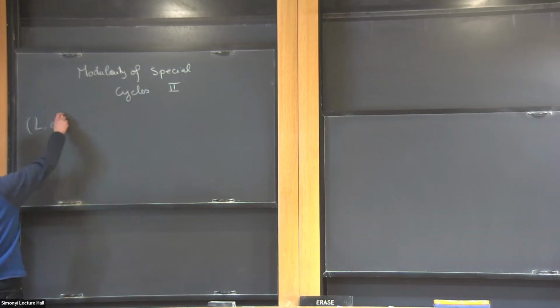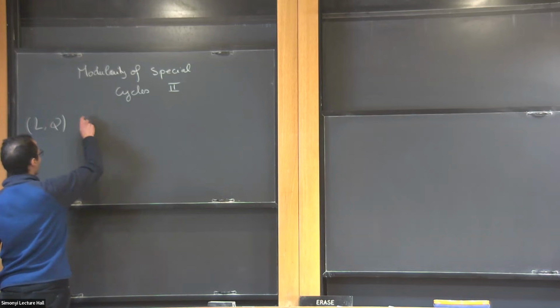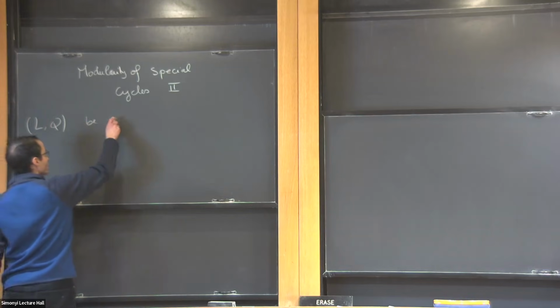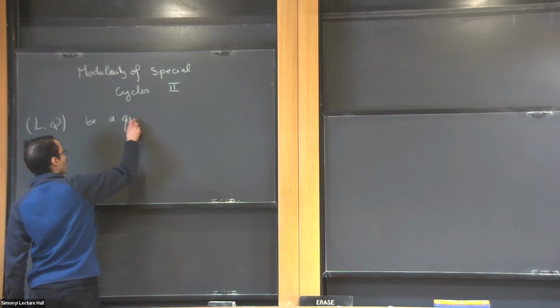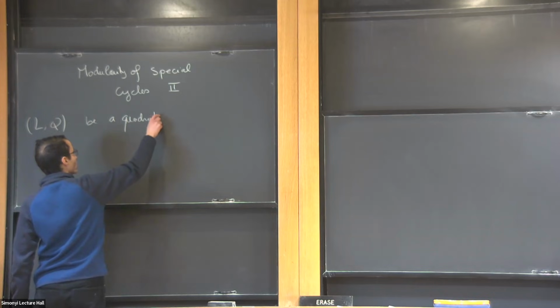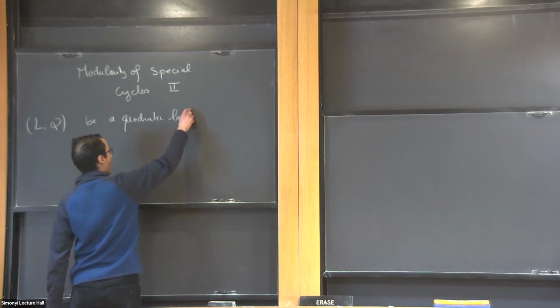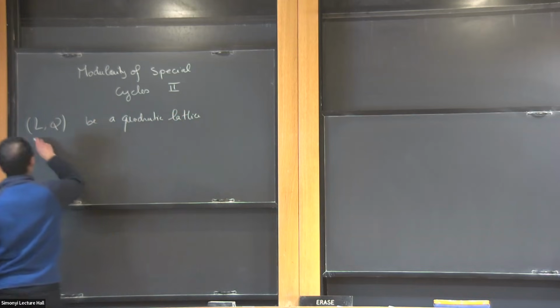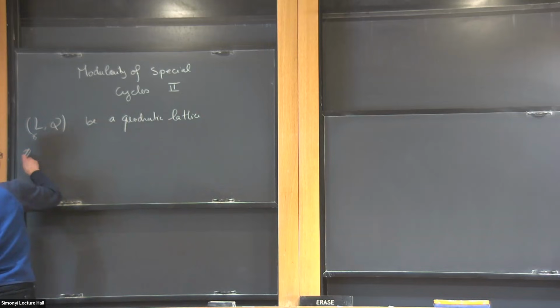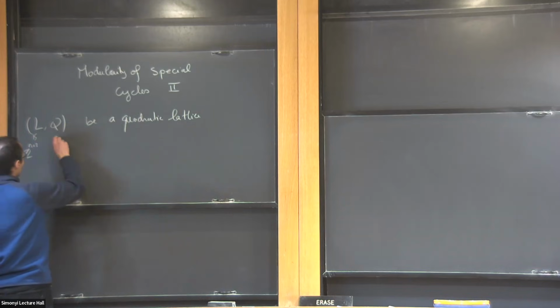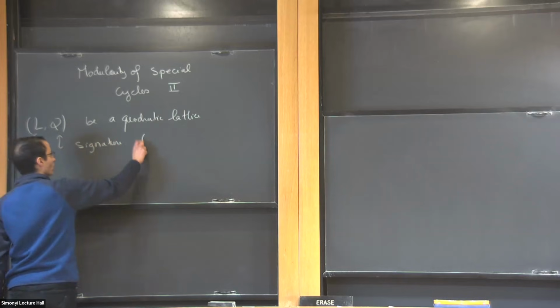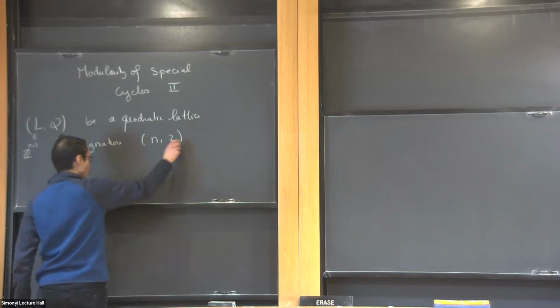Let's take (L, Q) a quadratic lattice. So I mean a lattice endowed with a quadratic form. L is isomorphic to Z to some power, in my case it's going to be n plus 2. Q is a quadratic form, which will have a signature (n, 2).